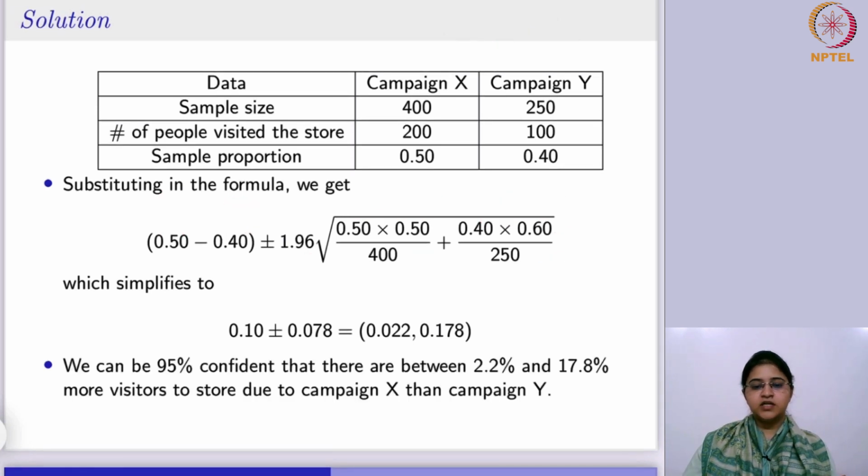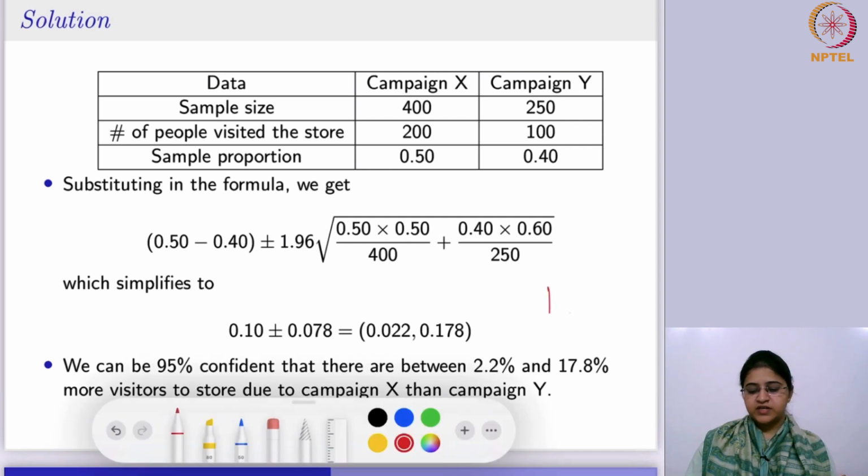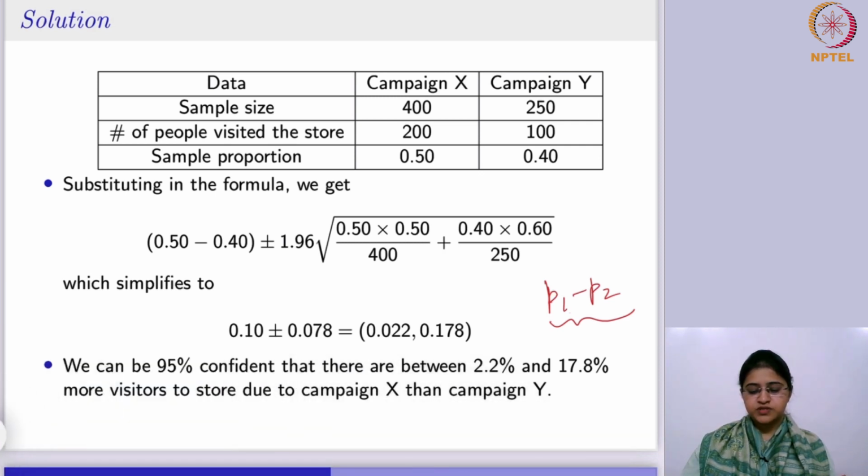So you can finally conclude that we can be 95% confident that there are between 2.2% to 17.8% more visitors to the store due to campaign X than campaign Y. So it is the interval for P1 minus P2, and it shows that it is coming somewhere between 2.2% to 17.8%. So it means that your first campaign, campaign X, is more effective in gathering the customers. Okay.